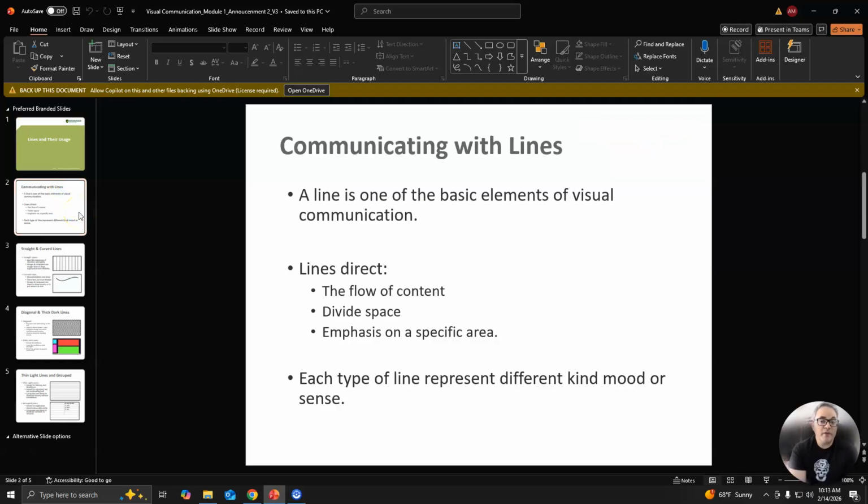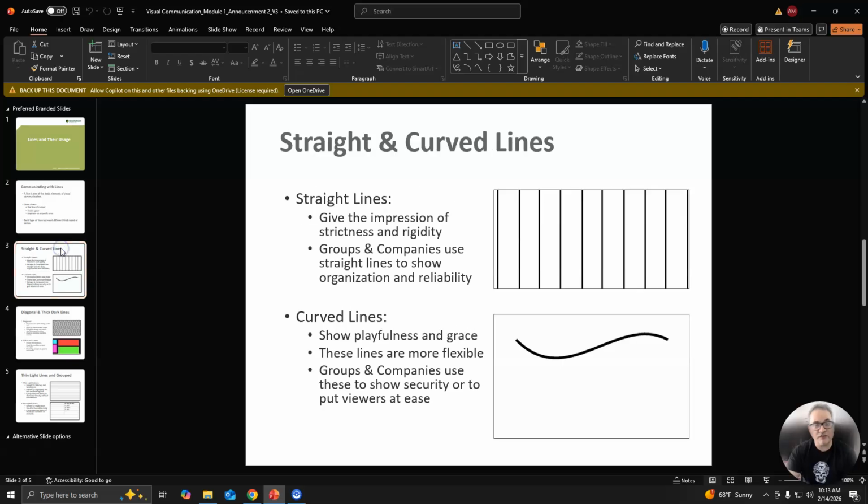Now, line is one of the most basic elements of visual communication. Lines direct the flow of content, divide space, and provide emphasis on a specific area. Each type of line represents a different kind of mood or sense. Now, let's talk about some different types of lines. Straight lines are very traditional. They give an impression of strictness and rigidity. A lot of companies like to use this to show organization and reliability. It helps to enhance trust and consistency.